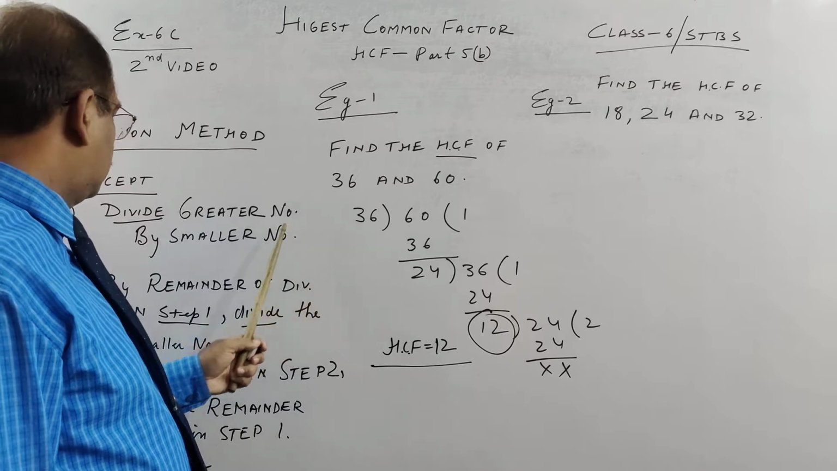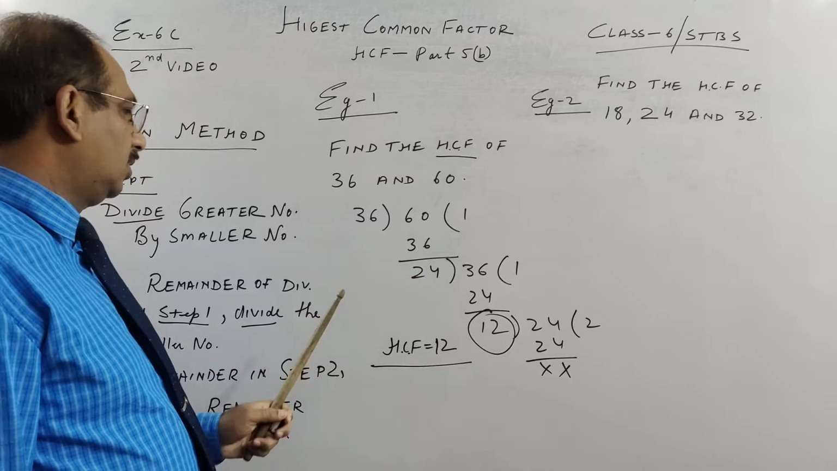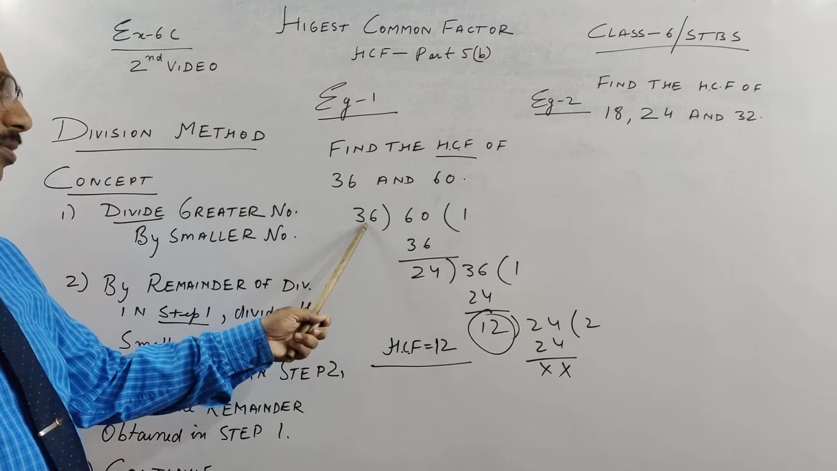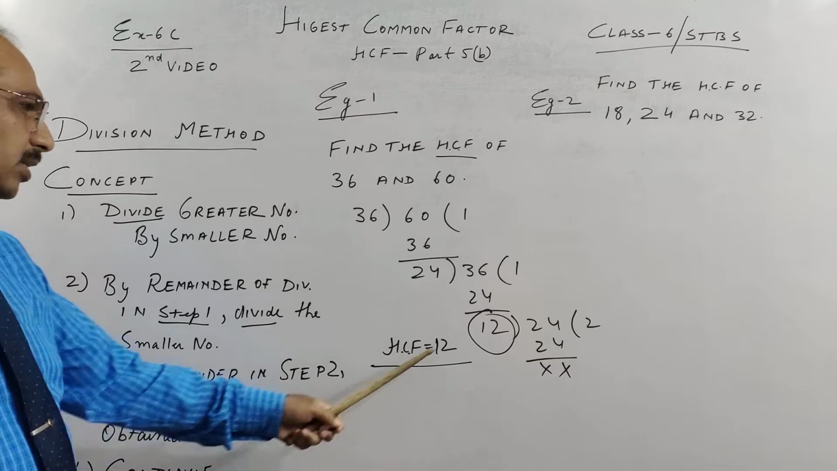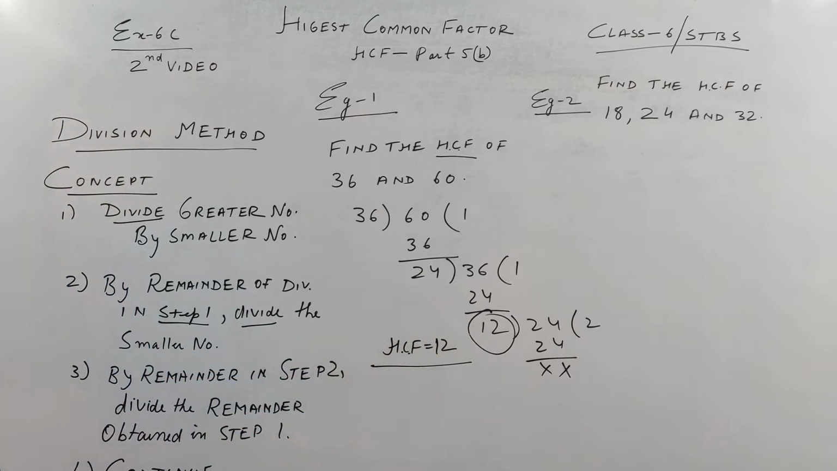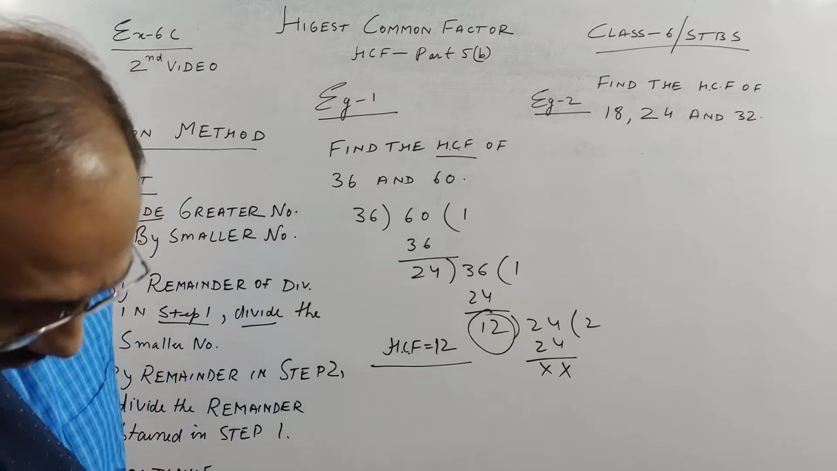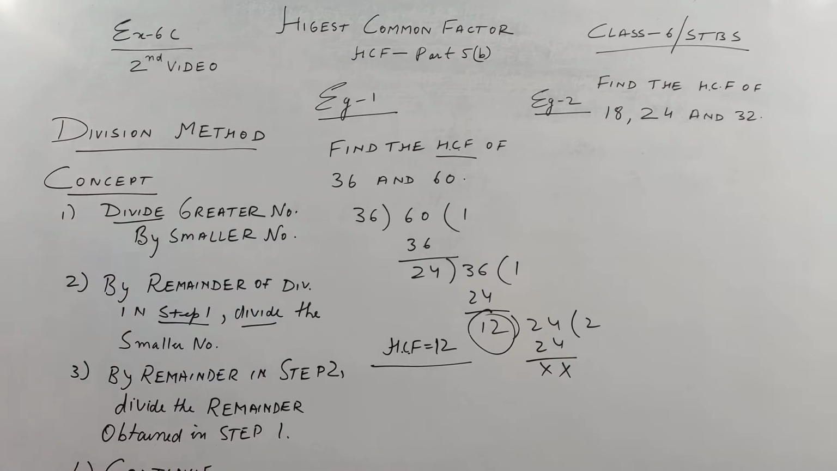Once more: divide the greater number by the smaller number. By the remainder of the division in step 1, divide the smaller number. Again we get a remainder. The remainder in step 2 divides the remainder in step 1, and we continue for a bigger sum. But generally in these three steps you will get most of the answers, children. You can pause the video and copy. Then I will move on to my next example, example 2.